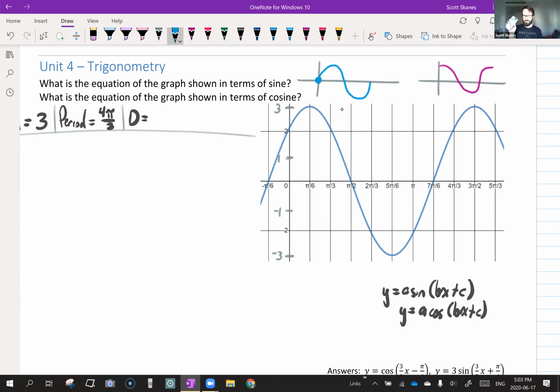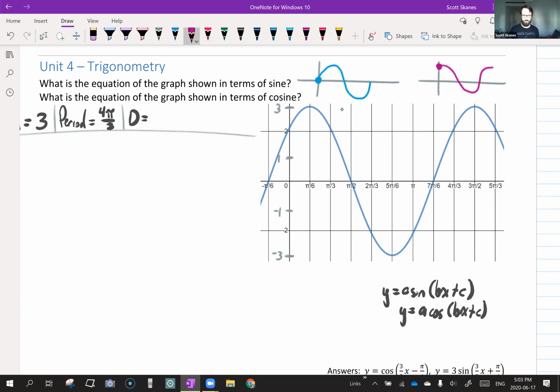If you put cosine of 0, cosine of 0 is 1. So it starts at 0, 1. It's the one that starts up high at 1. So the rest should follow from that.